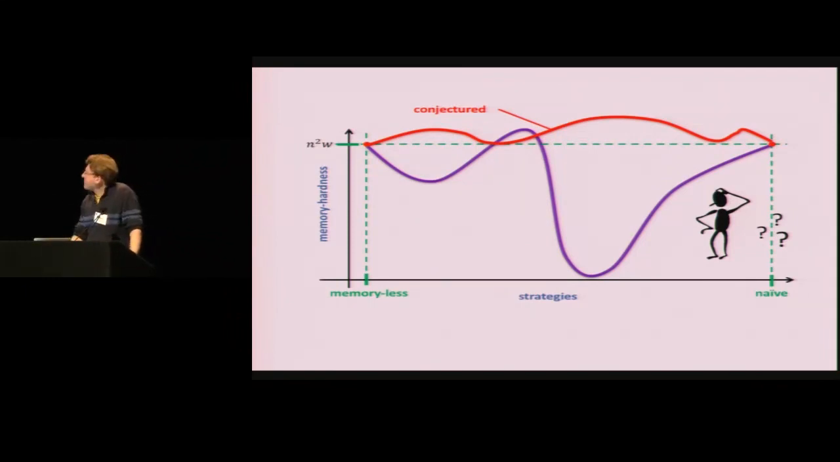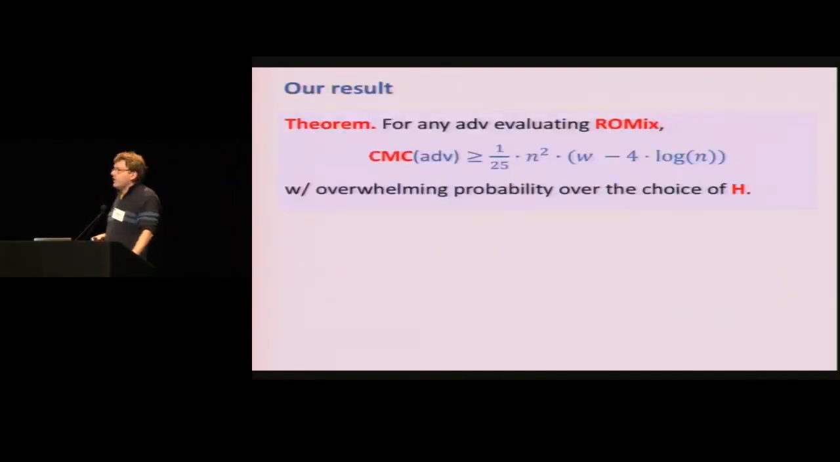All right, so is the conjecture true or not? That's exactly what we confirmed. We confirmed that the conjecture is true, at least up to some multiplicative factor. So what we show is that roughly for every possible adversarial strategy that wants to evaluate row mix, its cumulative memory complexity is going to be roughly n squared times w times a constant, which is 1 over 25, and could be up for optimization in our proof.